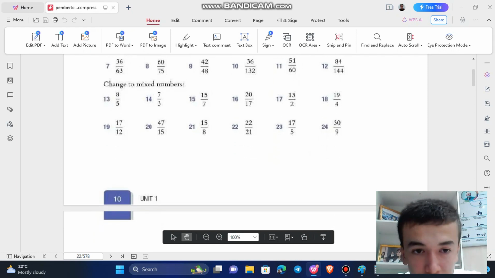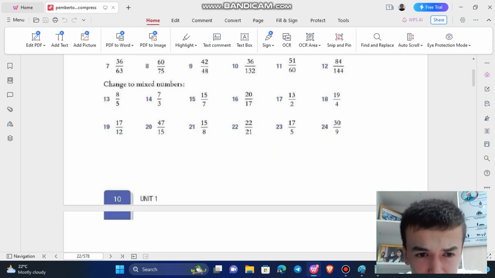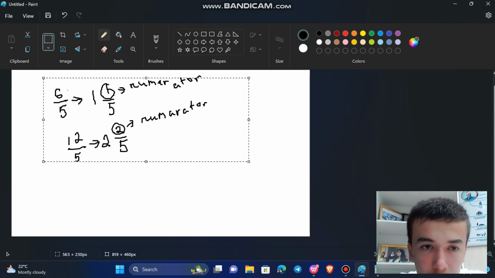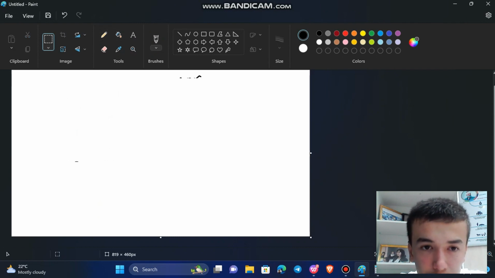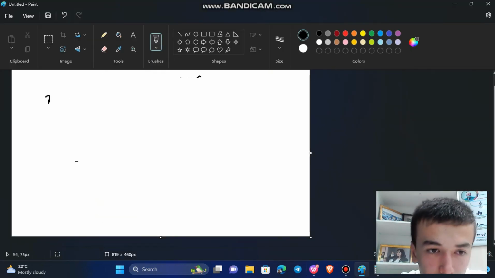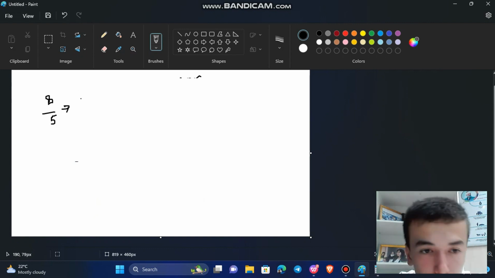So here is examples. Change to mixed number. For example, example 1. 8/5. So first we need to divide 8 by 5 and get a whole number which is equal to 1, and the remainder is 3. So 3 is written in the numerator part.